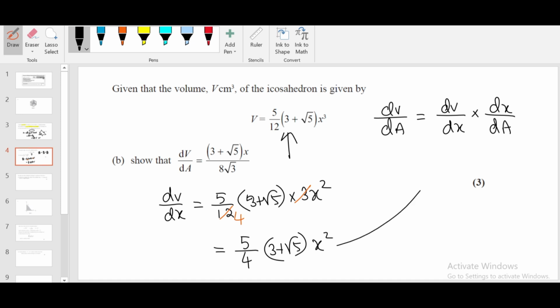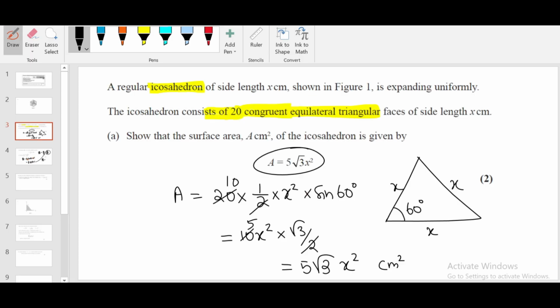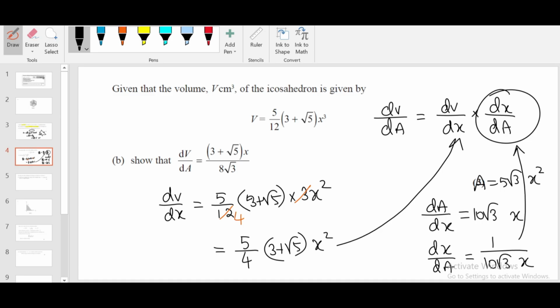So you can sub in dV by dx here. How about dx by dA? dx by dA is the reciprocal of dA over dx. We know the surface area from the previous part: it's 5 root 3 x squared. Differentiate it. So A is 5 root 3 x squared, and when you differentiate it, it becomes 10 root 3 x. So dx over dA would be the reciprocal of this, 1 over 10 root 3 x. Sub this in place of dx by dA. So multiply, and you will get the answer already.